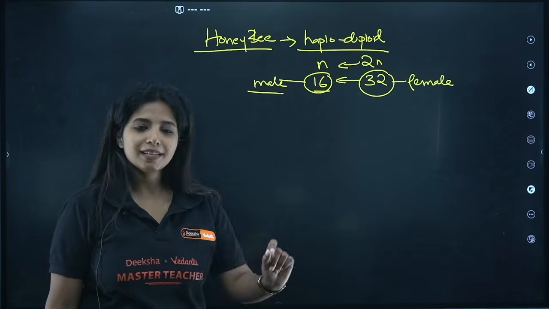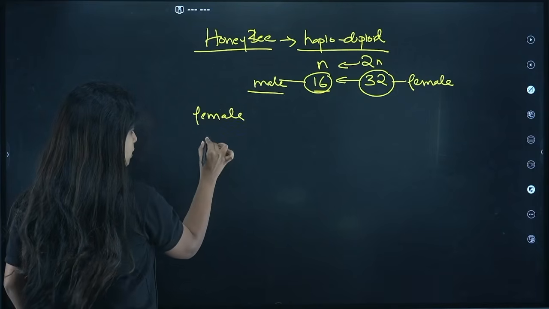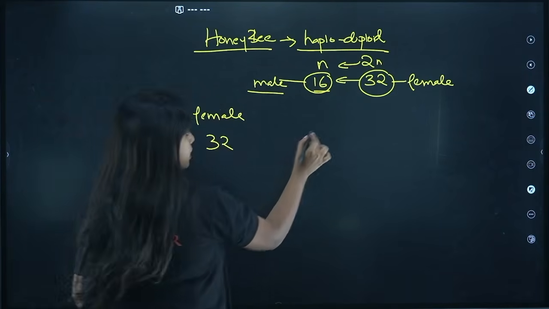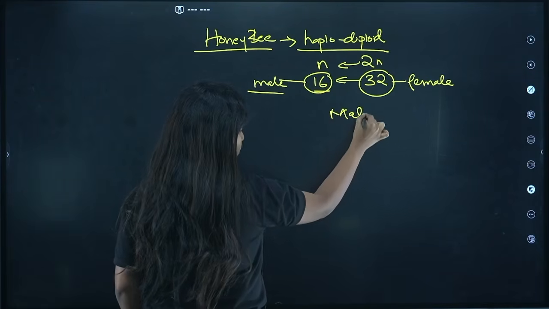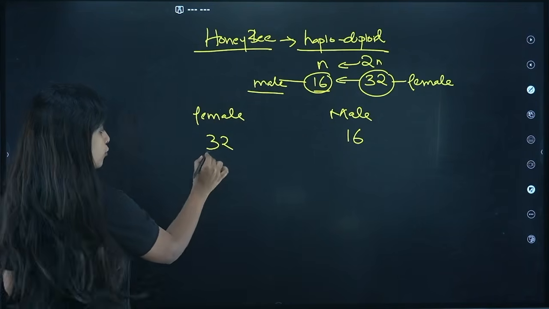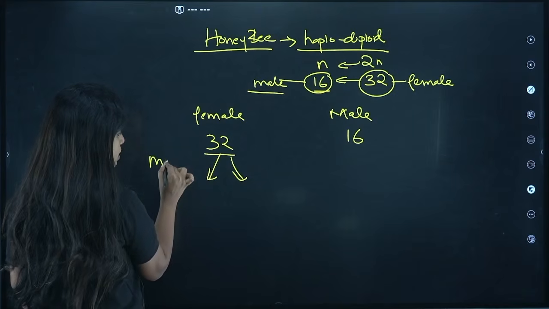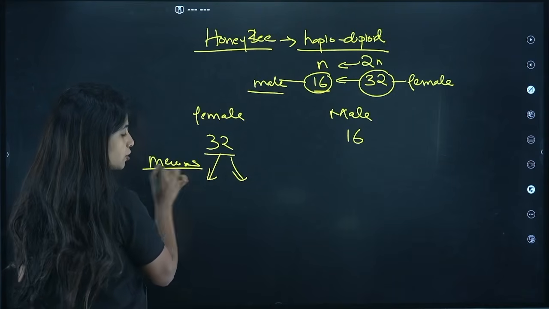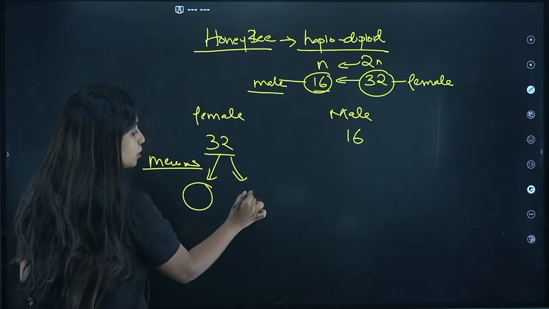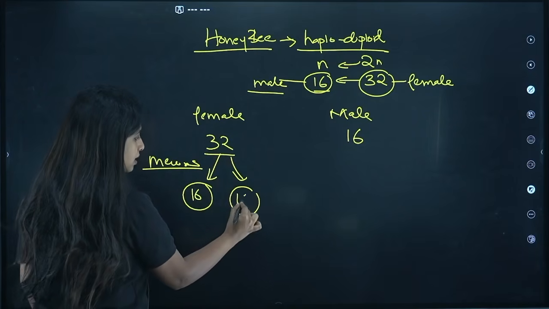Didn't understand? Listen to me carefully. Suppose there is a female, and this female has 32 number of chromosomes. There is a male, and as I told you, the male will be having only 16, half of it. The female, when it has to form gametes, will be undergoing a process known as meiosis. Meiosis is a reductional division, which is why in the gametes you are going to have only half the number of chromosomes, that is 16.